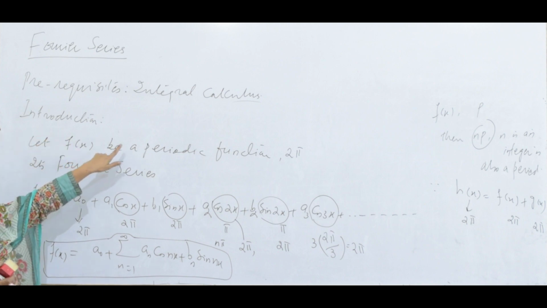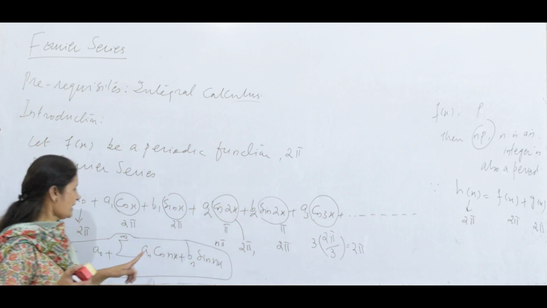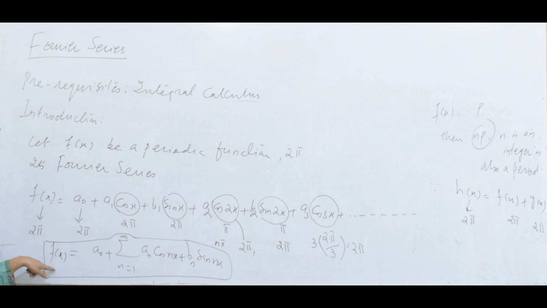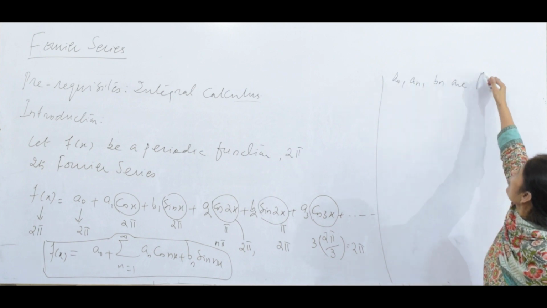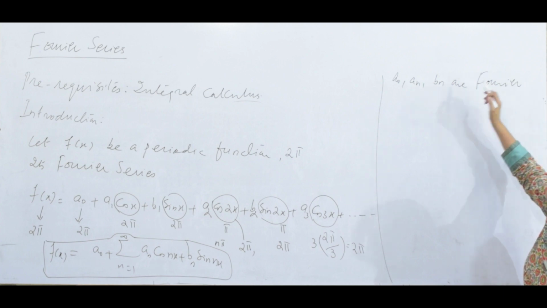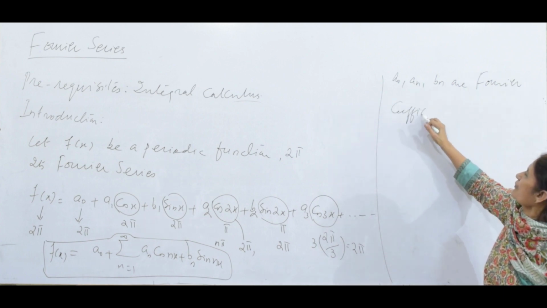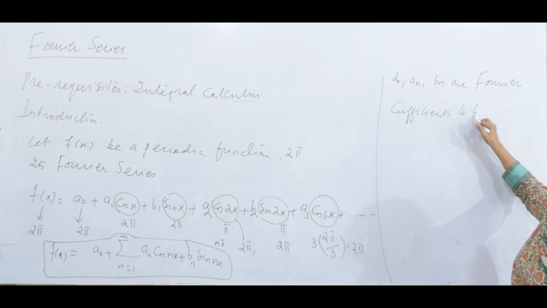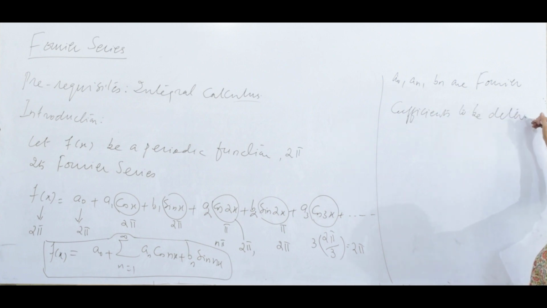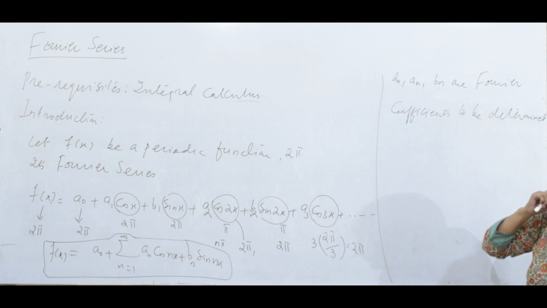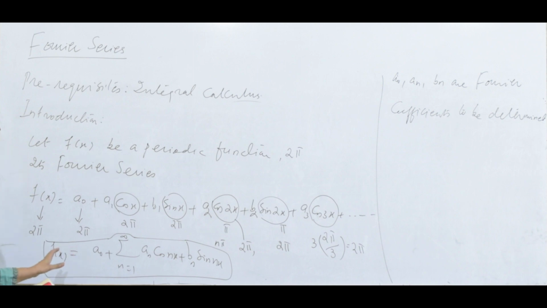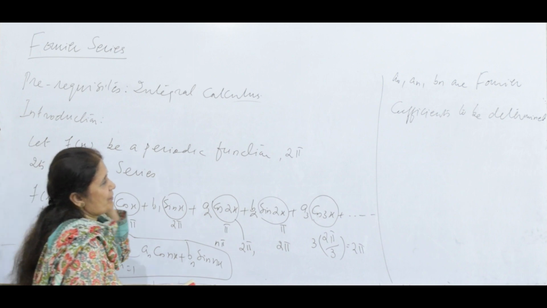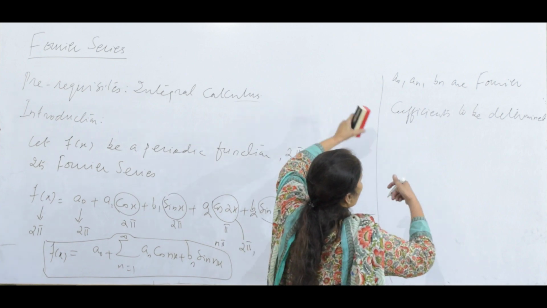So we are talking about a function which is periodic, having period 2 pi, like this. This is the Fourier series for a function whose period is 2 pi, where a naught, an and bn are Fourier coefficients to be determined. So we have to determine a naught, an and bn, the Fourier coefficients. Before determining the coefficients, we'll see how to sketch a couple of functions.